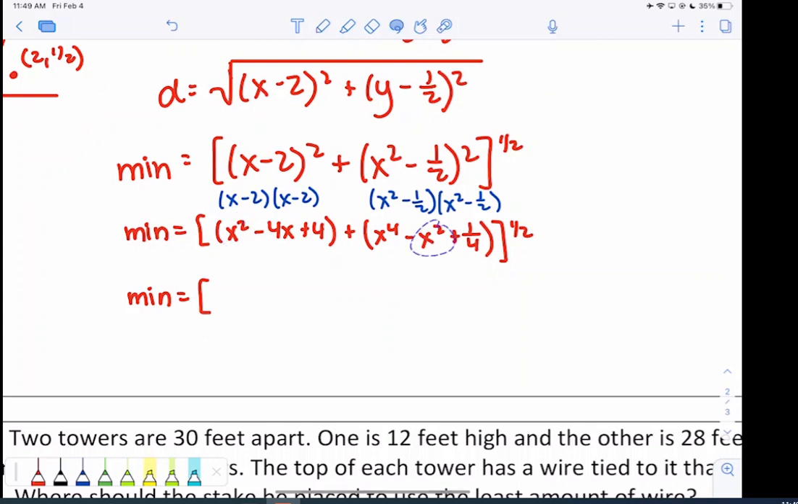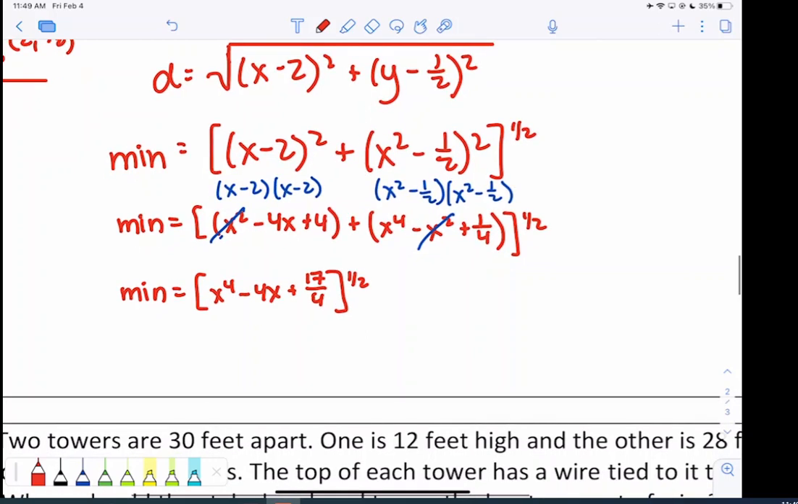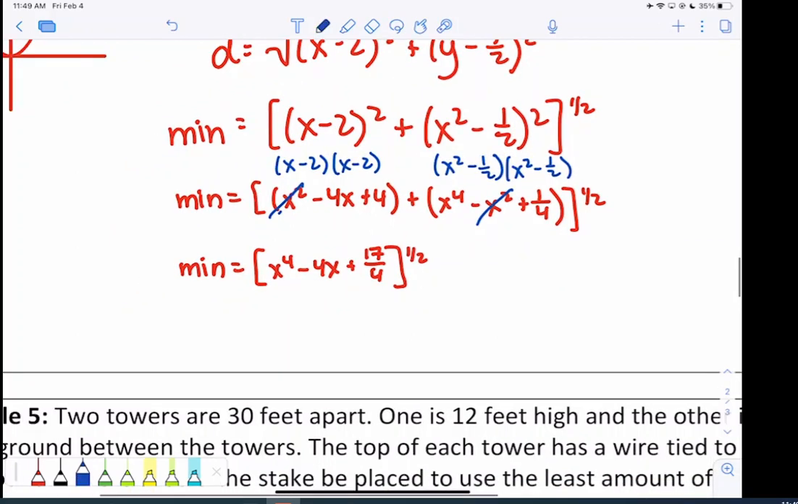X squared, and I have a minus x squared, so those things will cancel. I have x to the 4th right here. And then I have minus 4x. And then if I have 4 plus 1/4, that will turn into 17/4. This looks a lot easier to differentiate than this. So we are just using our algebra skills to make our calculus life a little bit easier. Now we are ready to take the derivative.